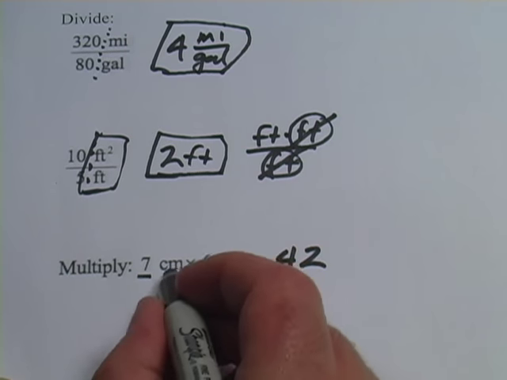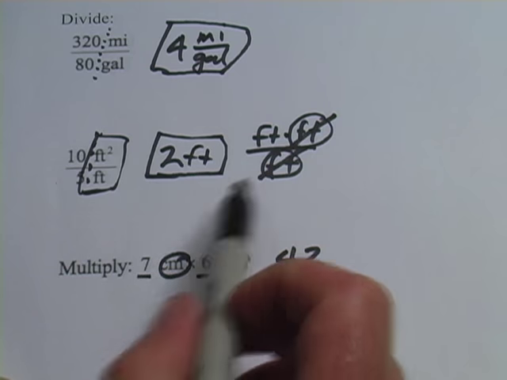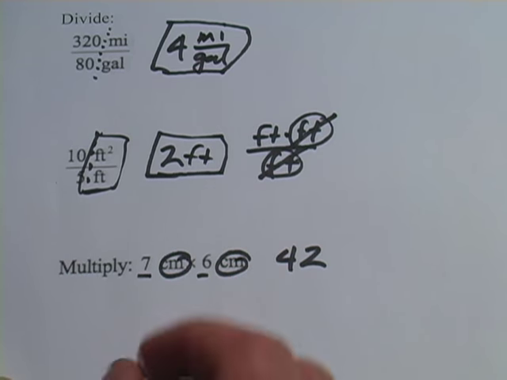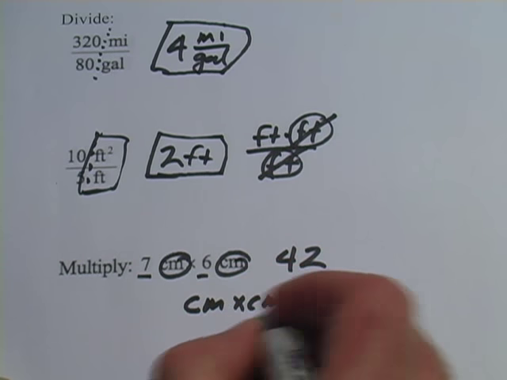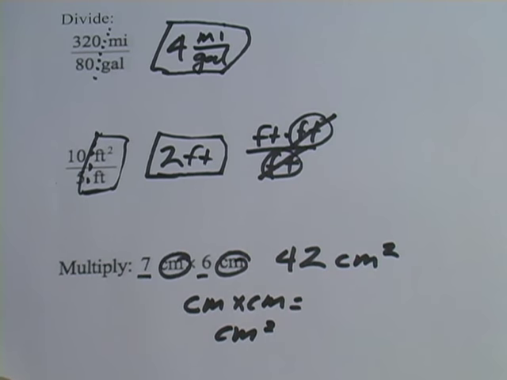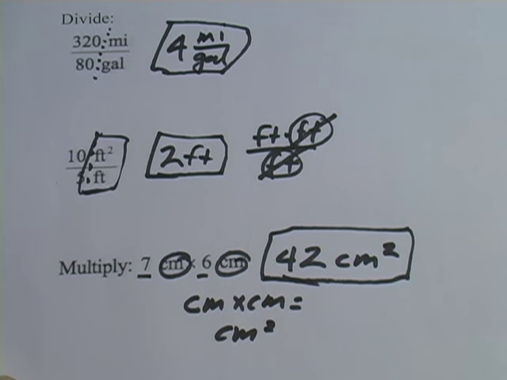And now we have centimeters times centimeters. And as I was talking about with the feet squared, something times itself is that thing squared. So centimeters times centimeters is going to equal centimeters squared. And that's our unit. And our answer there would be 42 centimeters squared. So that's how to do some of these arithmetic problems with units.